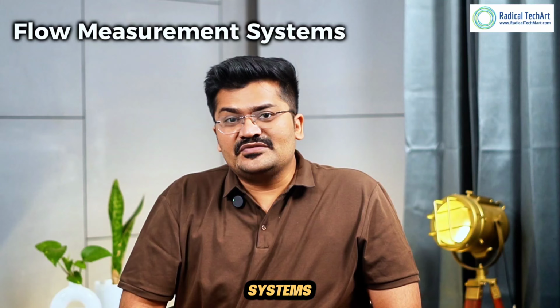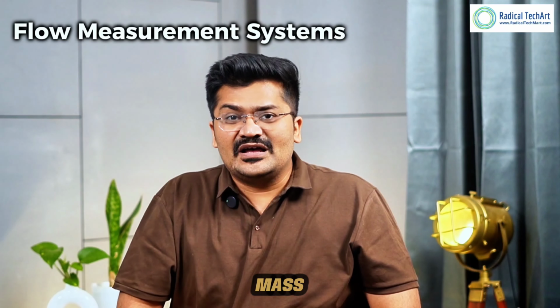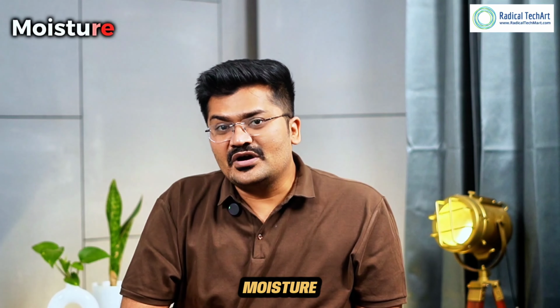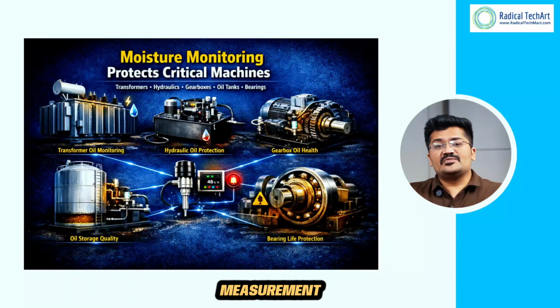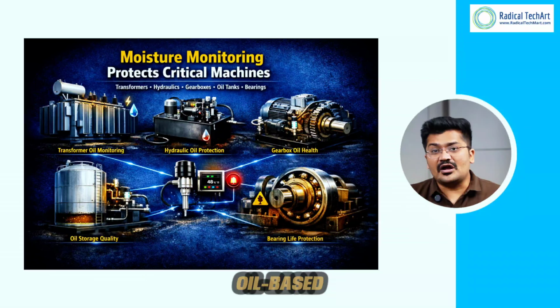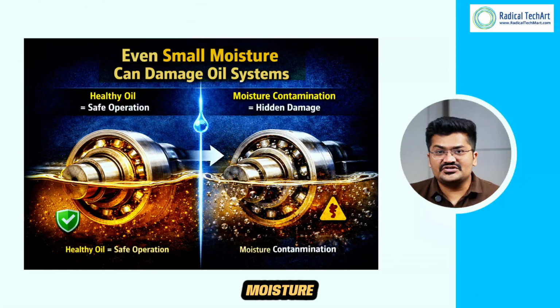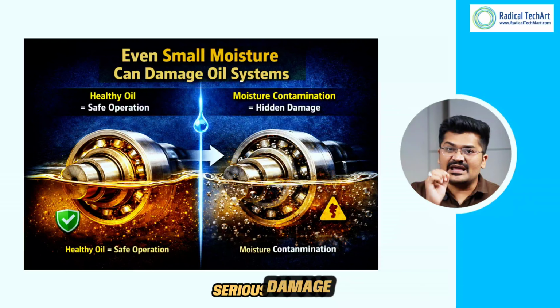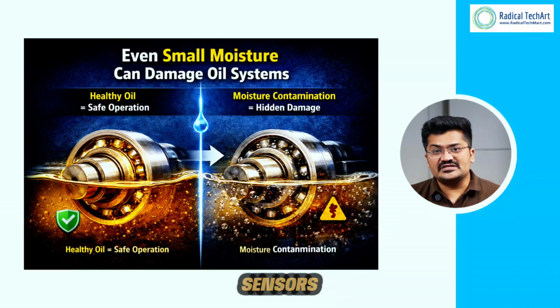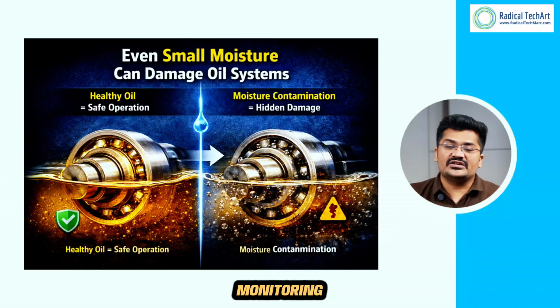In the previous module, we learned about flow measurement systems, including electromagnetic flow meters, thermal mass flow meters, and positive displacement flow meters. Now, we will move to an industrially important parameter, and that is moisture monitoring. Moisture measurement is very important in many industrial systems, especially when we deal with oil-based equipment and lubrication systems, because even a small amount of moisture inside oil can cause serious damage to machinery. So today we will understand moisture sensors and moisture in oil monitoring systems.